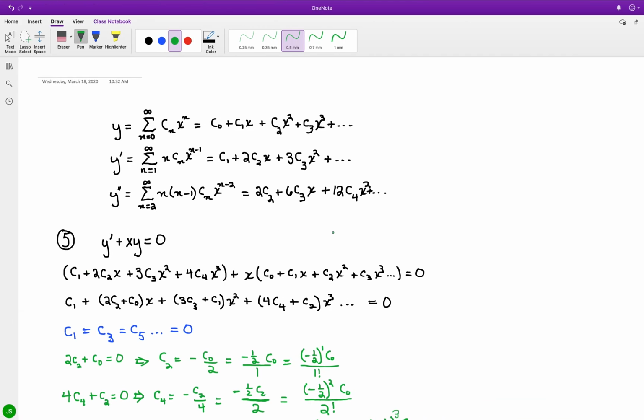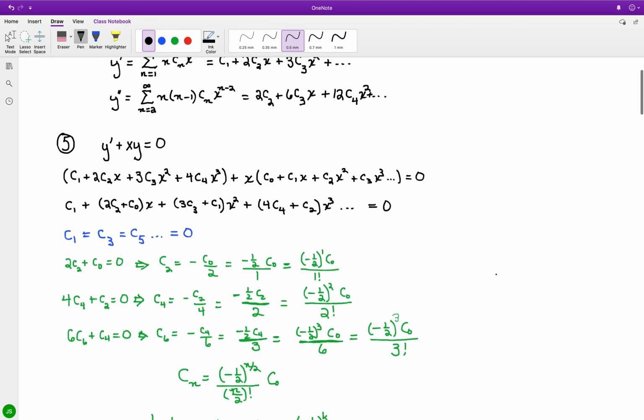Okay, for the worksheet problems 5 and 6, neither of these will have a series solution from Maple. Working with number 5, we'll use as the basis y prime plus xy is equal to 0. And now we have the series expanded notations for y prime and y.